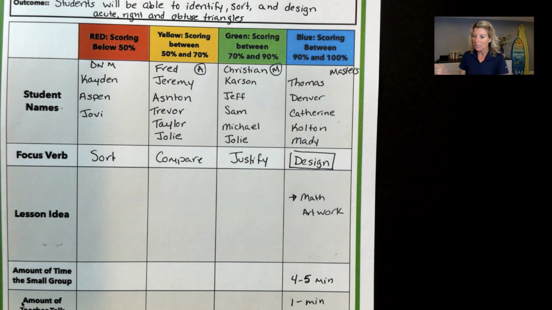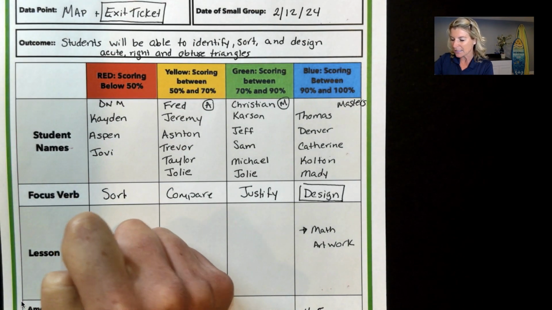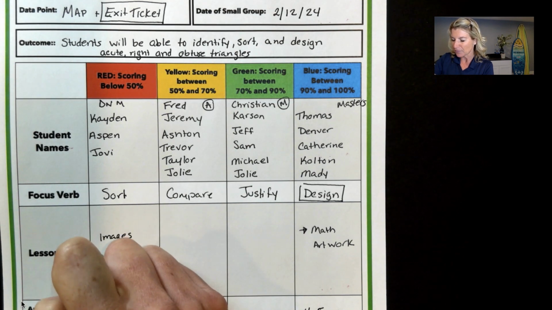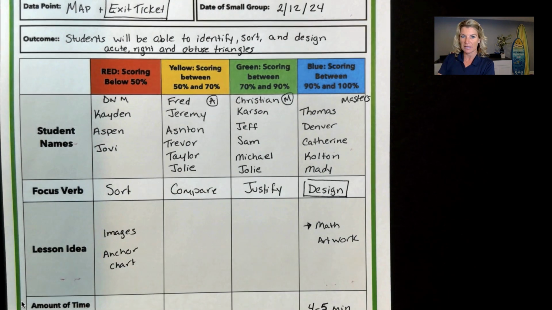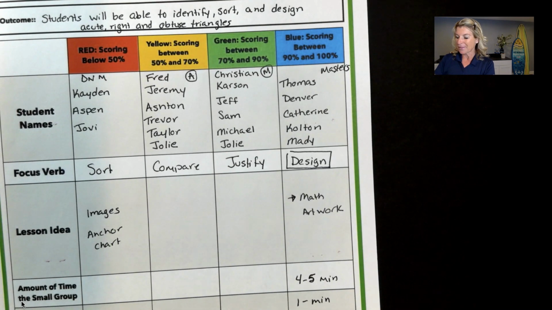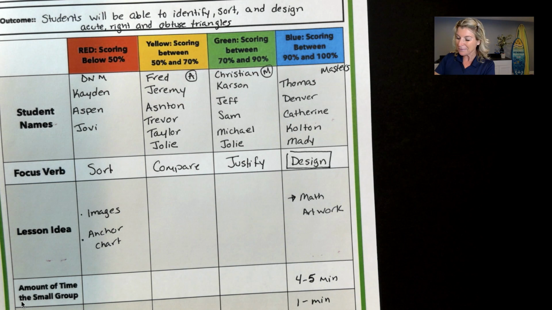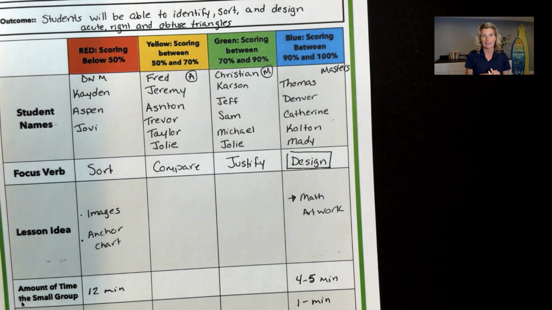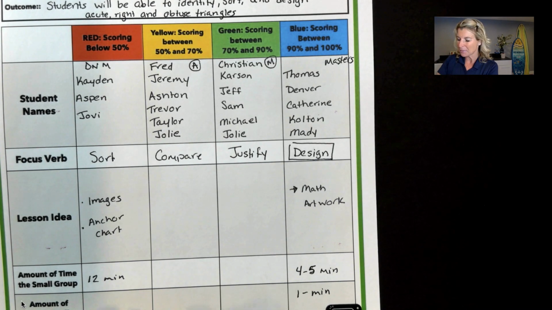All right? Down here, I'm going to be doing a sorting activity. So I'm going to have a bunch of images, and I'm also going to have an anchor chart. And inside of my anchor chart, I'm going to have the different images based along the acute, right, and obtuse triangles. When they come back to me, I'm going to guess about 12 minutes, because it's going to take me some time to make sure that they can identify those different triangles. But my talking time is going to be about 7 minutes.